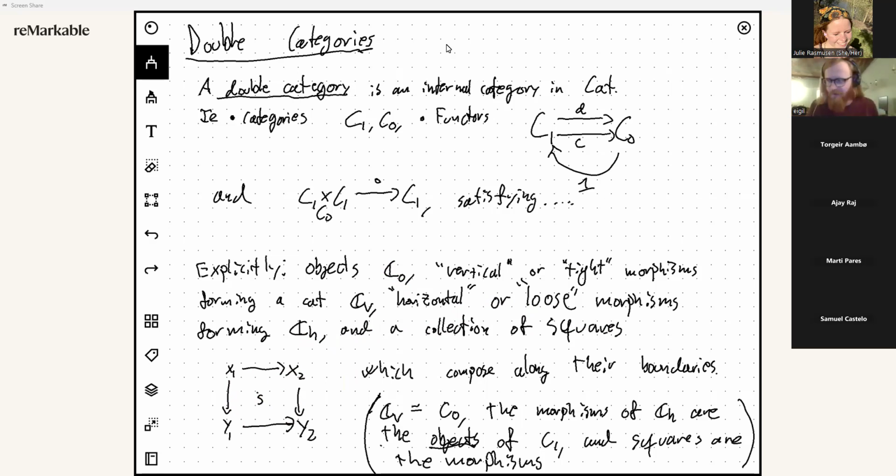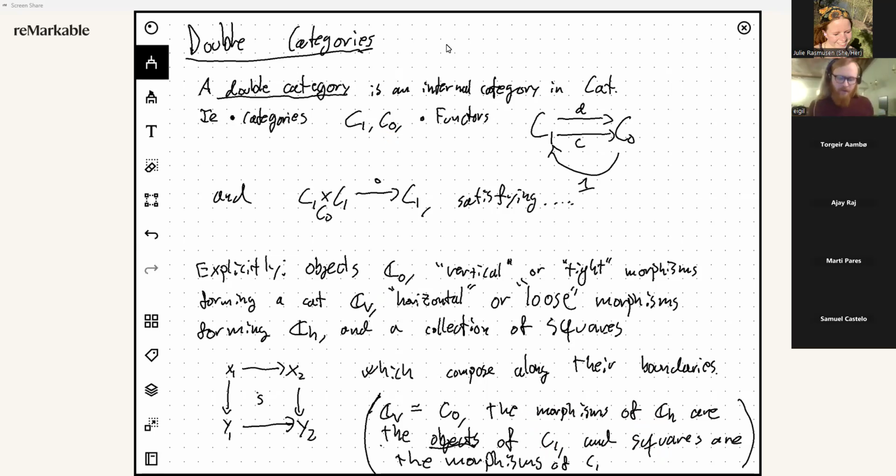So just to quickly give the correspondence between these two definitions: the vertical category in this description is the C0, the second of these two categories that you have up here. The horizontal morphisms are the objects of C1, the other category, and then the squares are the morphisms of C1.